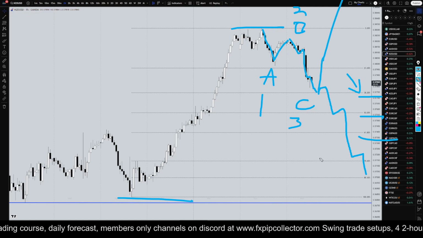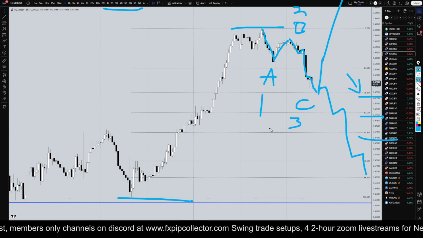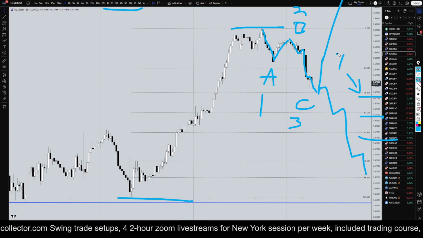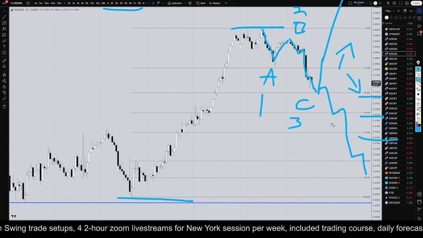There's a chance it goes down much further, but because of the dollar index and because of the higher time frames, I'm definitely looking at this move as possibly an ABC correction, looking at my Fibonacci levels as possible areas of support for likely the continuation of the uptrend.